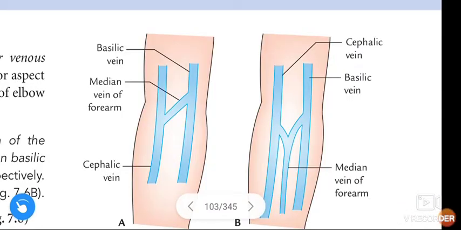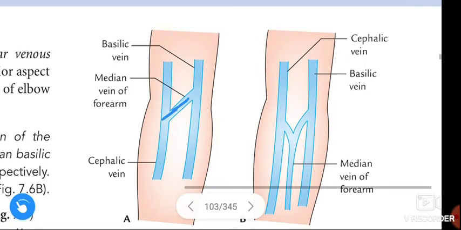See this figure. This is the elbow region. This is the cephalic vein. This is the basilic vein. The vein that connects the cephalic and basilic vein is a communicating vein, and that is the median cubital vein. Okay, the median vein of the forearm.